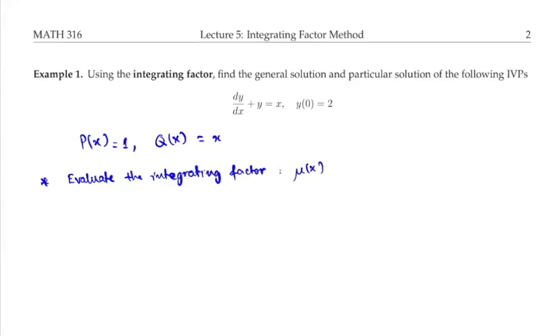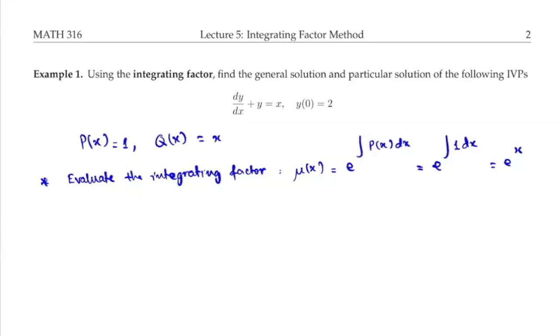That is mu of x equal to e to the integral of p of x dx, given that p of x is equal to 1 in this case. So e to the integral of 1 dx, and you get e to the x. Even though in the power you have an indefinite integral, in all of the techniques that we're going to learn, this is one of the places where for the indefinite integral you don't need to care about the plus c.